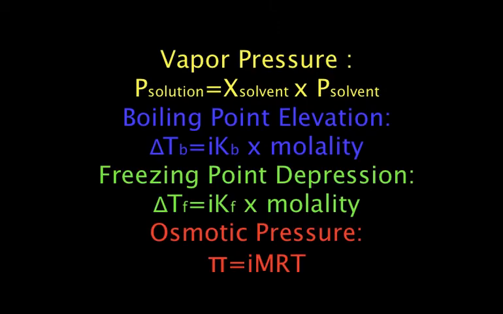Colligative properties are physical properties of solutions that depend on the concentration but do not depend on the identity of the solute in the solution. Some examples of colligative properties are vapor pressure, boiling point elevation, freezing point depression, and osmotic pressure. All of these are related to the amount of solute in the solution.